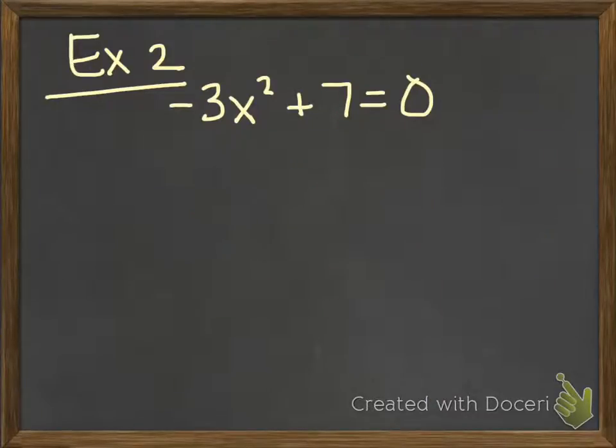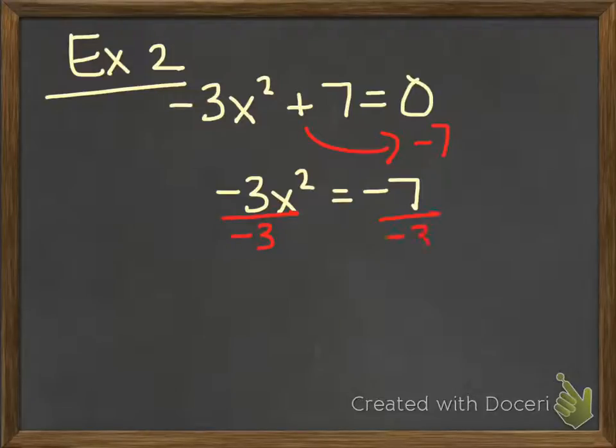Okay, example 2, negative 3x squared plus 7 equals 0. We're going to isolate the x squared, bring the number to the other side. It becomes negative 7. So then now you have negative 3x squared equals negative 7. Divide both sides by negative 3. Then you have x squared equals positive 7/3. You're going to take the square root of both sides.